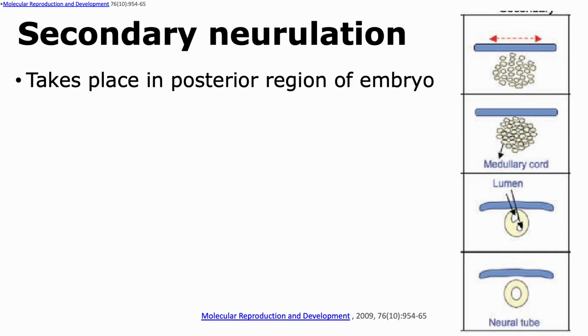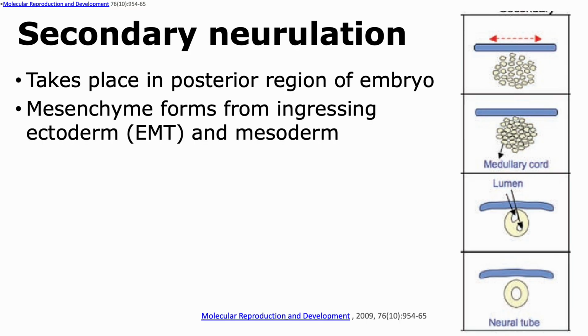With that, we come to the end of primary neurulation, and we're going to look at the process of secondary neurulation. Secondary neurulation takes place in the posterior region of the embryo, and it occurs through a very different process. The first step is the formation of a mesenchyme, which is normally formed from the ingressing ectoderm, which undergoes EMT to form mesodermal or mesenchymal tissues. And that is what is shown in the blue box.